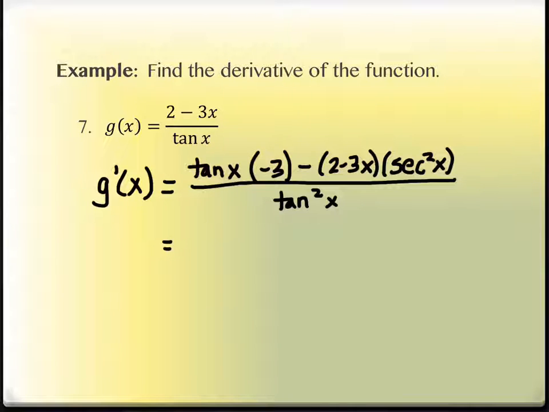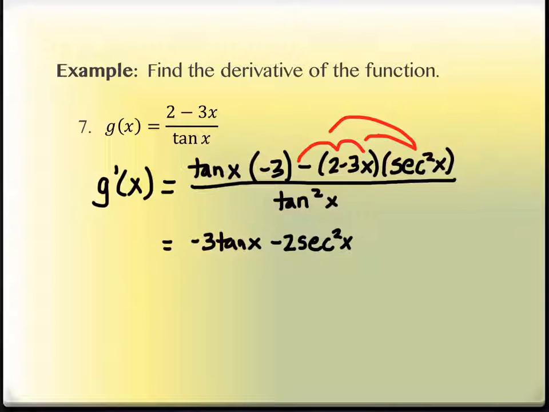So let's just clean up what we have with multiplying things out. Negative 3 tangent of x. And then over here, I've got a negative that's got to go through, and I've got a secant that's got to go through. So my signs are going to switch, and I'm going to be multiplying by tangent. So instead of having a 2, I'm going to have a negative 2, and then secant squared. And then instead of having a negative 3x, I'm going to have a positive 3x secant squared.